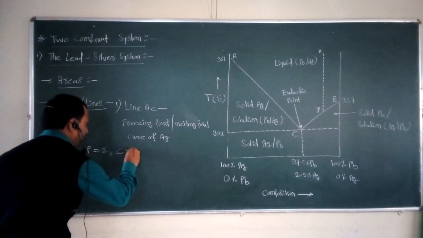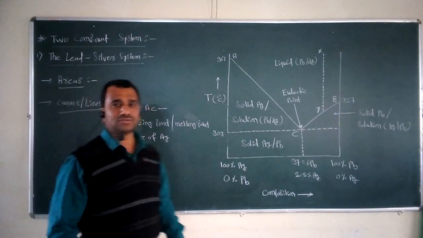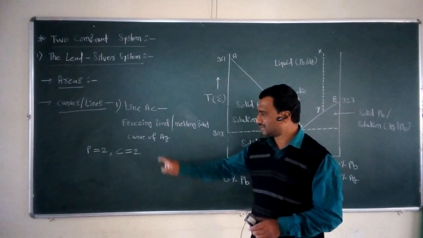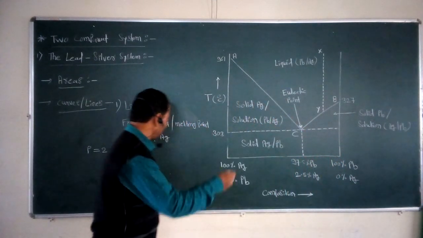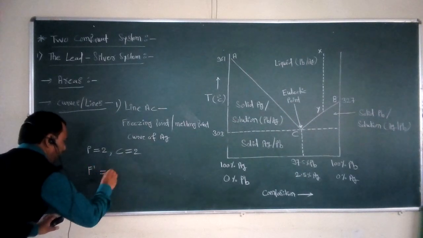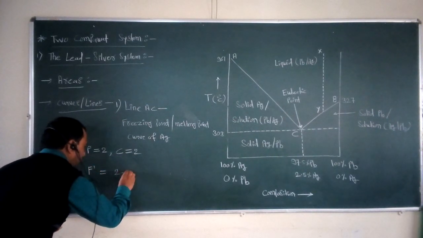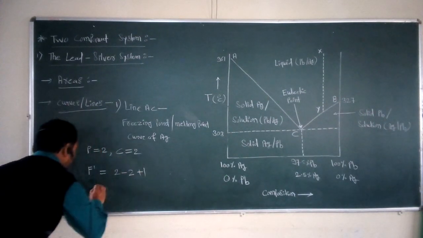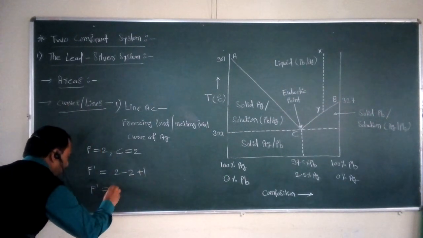Component we already know here, that is equal to 2. So if we now solve the degrees of freedom value for such a type of system, then what happens? This f dash is equal to component equal to 2, and phases again equal to 2, plus 1. So this f dash comes out to be equal to 1.